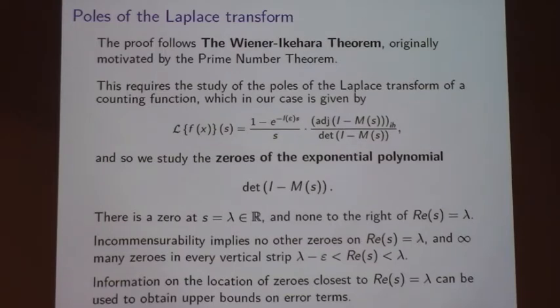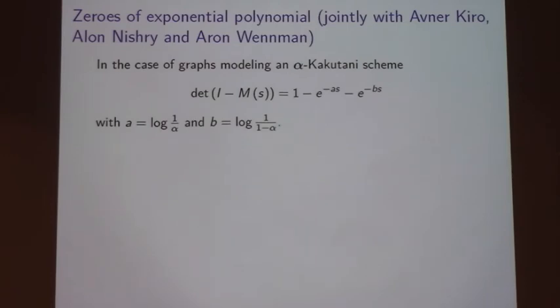Okay? Right. So this is another thing that we're doing these days, and this is where I come to the experimental aspect of this work. We're trying to look at these special exponential polynomials and to study their zeros. I'm doing this together with Avner, again from Yaar Solomon Institute, and Alon Ishli and Aaron Venman, who are now at Tel Aviv University.